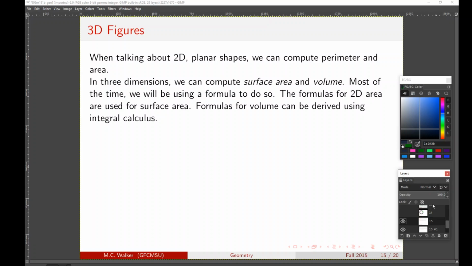Hey everyone, Mike here. I'm looking at 3D figures, finding surface area and volume. When we're going to do surface area and volume, we're going to make heavy use of formulas.